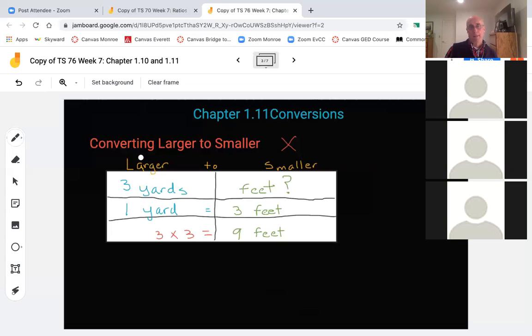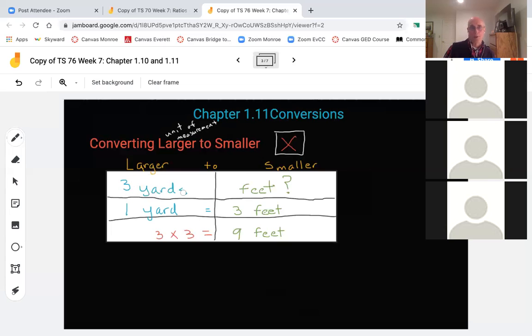So in your notes, I want you to write the idea that when you're converting a larger unit of measurement, okay, so I can just write this above this. This is a larger unit of measurement to a smaller one, okay? Then what you're going to do, and make sure this is real clear in your notes, when you're converting larger units to smaller units, let me give you an example.